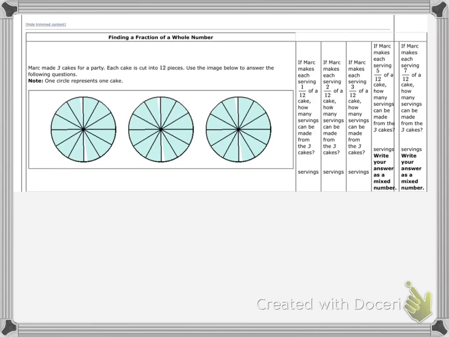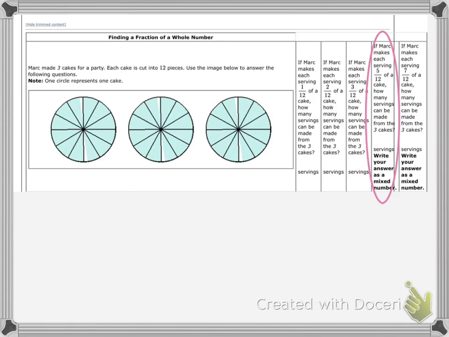So there's 5 questions here. There are 5 different variations of servings. I just want to focus on the 4th one. And after we go through the 4th one, that should help you be able to answer all 5. So if Mark makes each serving 5/12 of a cake, how many servings can be made from the 3 cakes?